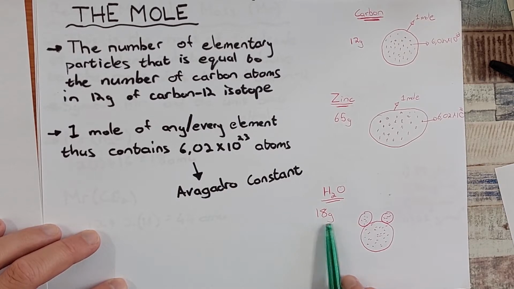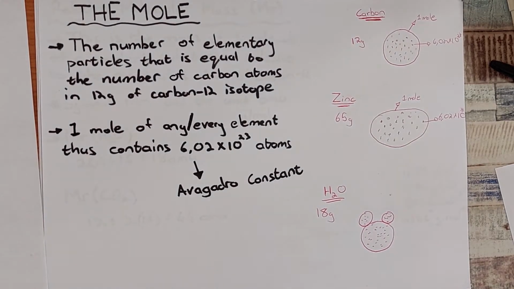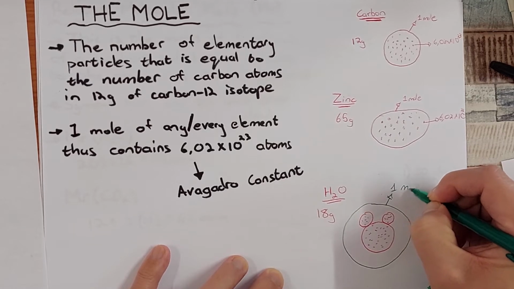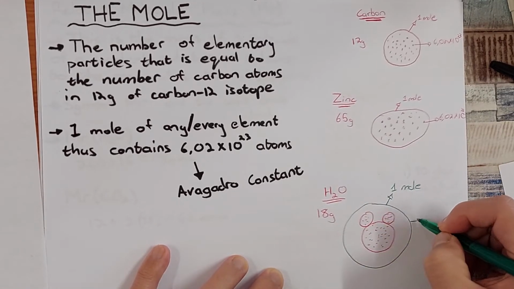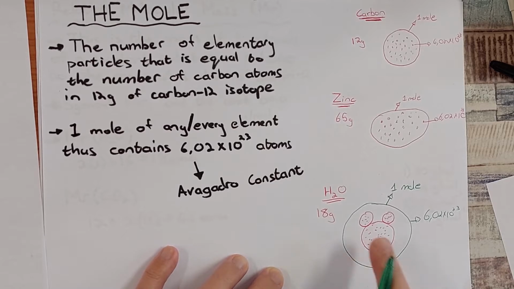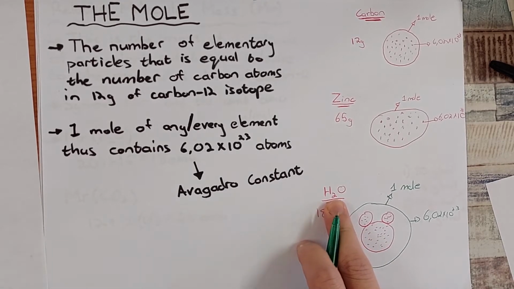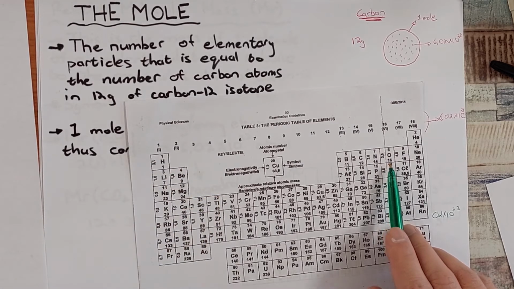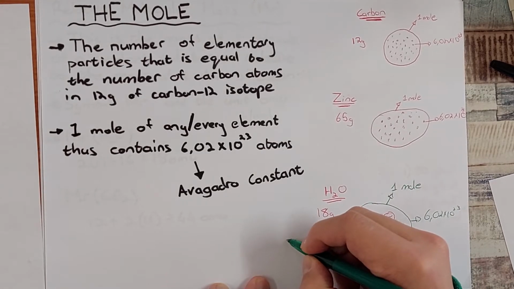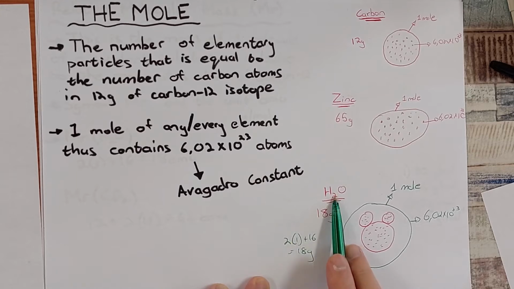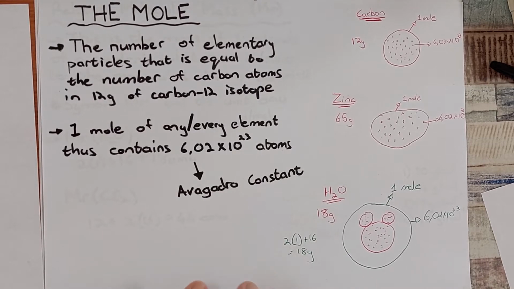If I have 18 grams of H2O, all of this represents 1 mole, and all of this is going to contain my Avogadro's constant in terms of elements. Now, how did I get this? Remember, H on my periodic table has a mass of 1, and oxygen is 16. So H2O is going to be 2 times 1 plus 16, which gives us 18 grams. 2 times 1, why? Because I've got 2 hydrogens, plus 1 oxygen, 16.